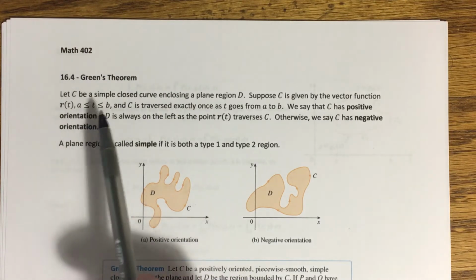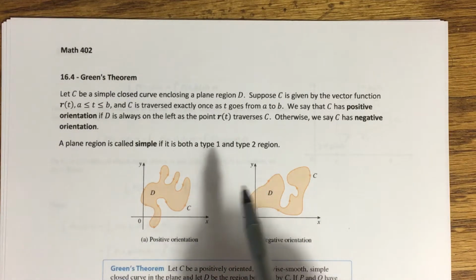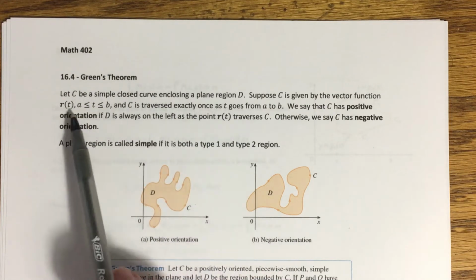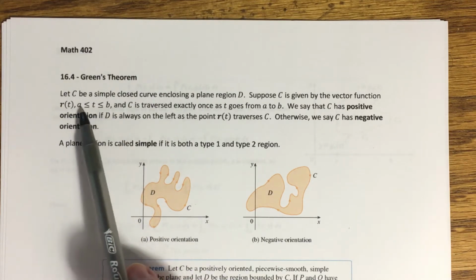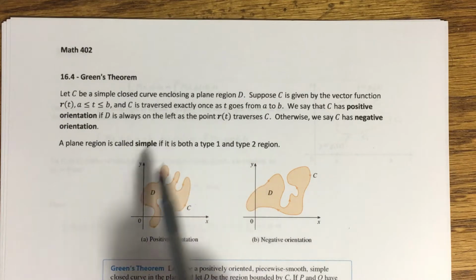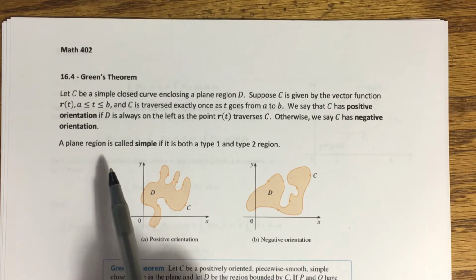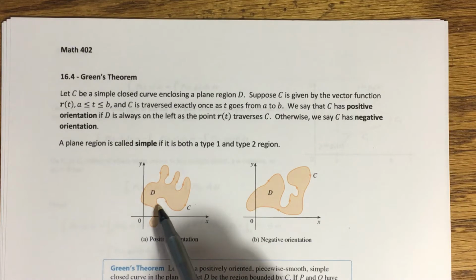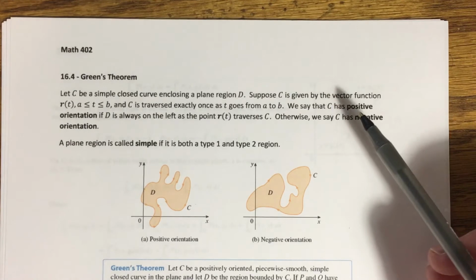We're going to let C be a simple closed curve, and it's going to be enclosing some plane region that we're going to call D. If the vector function r of t, where t goes from a to b, is the function that gives us this plane curve C, and if as t goes through that parameter interval, C is traversed exactly once, we say that C has positive orientation if the orientation given by this curve keeps the region D on the left as the point moves along the curve. You can think of that as a counterclockwise orientation.